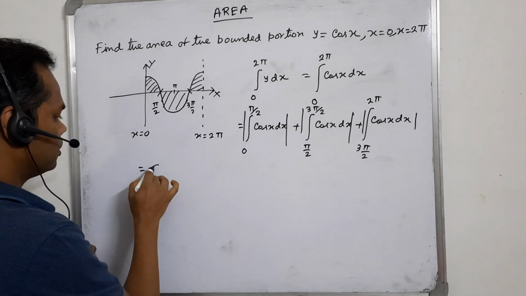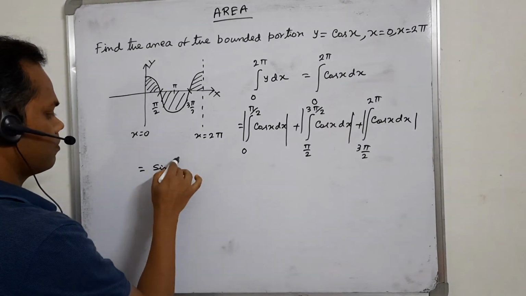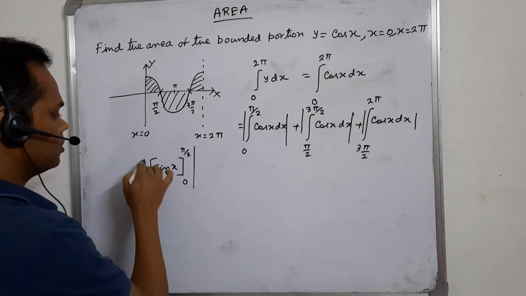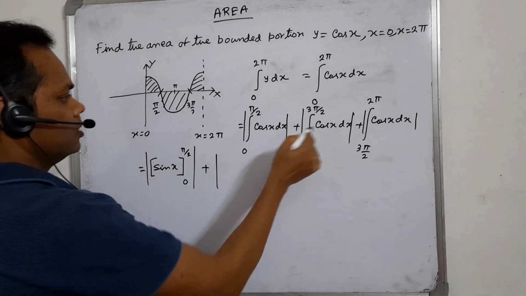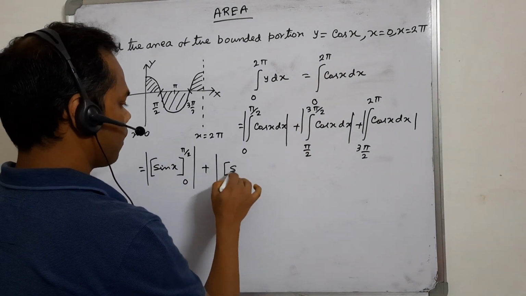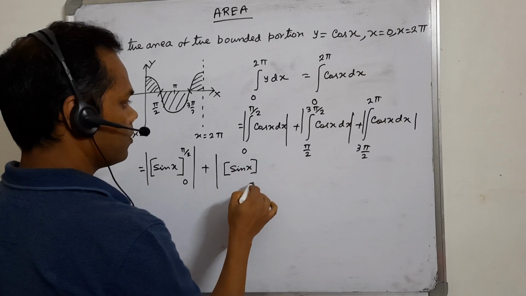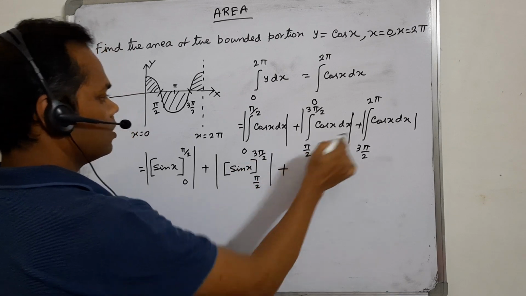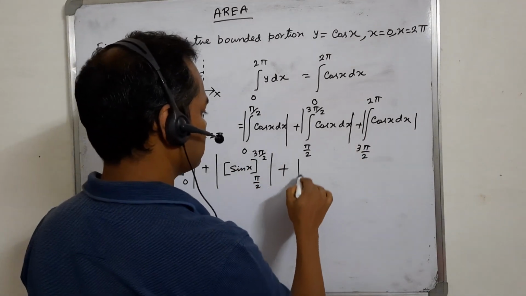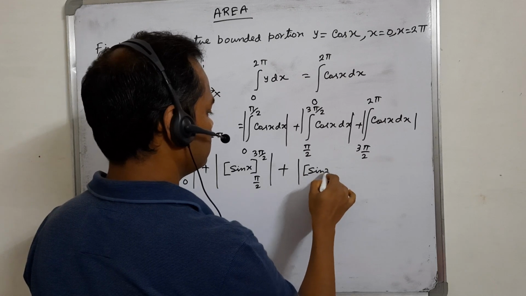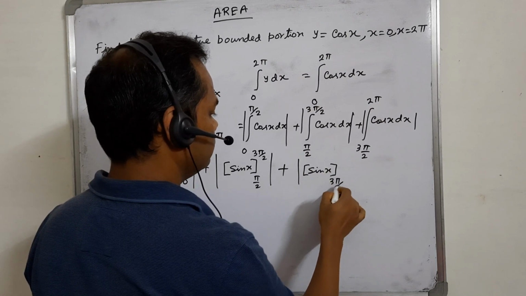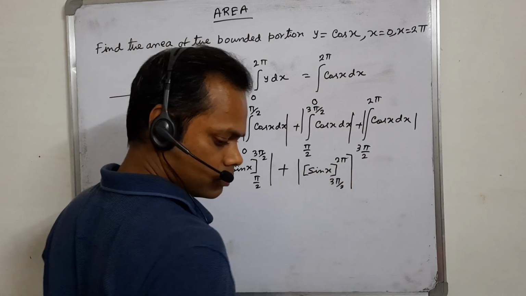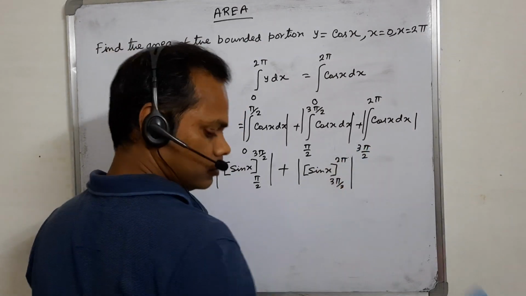So the integration of cos x is sin x. This one is from 0 to pi by 2, modulus, plus the integration of cos x is again sin x, from pi by 2 to 3 pi by 2, modulus, plus the integration of cos x is again sin x, from 3 pi by 2 to 2 pi, modulus.